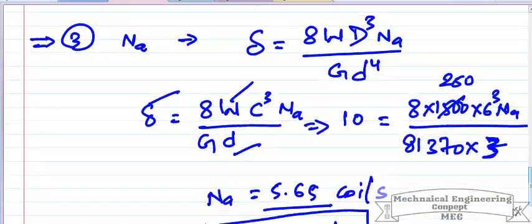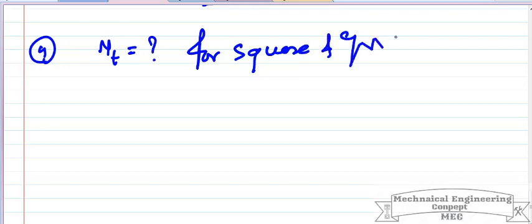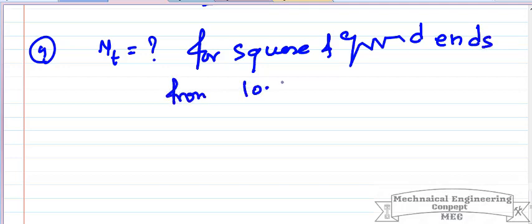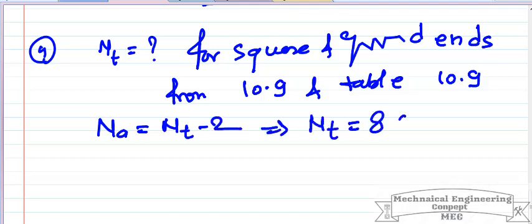So for square and ground end, from page 10.9 and table 10.9, the active number of coils is equal to the total number of coils minus 2. Then the total number of coils will come out as 8 coils. 6 plus 2 will be 8. Okay, this is the new value.